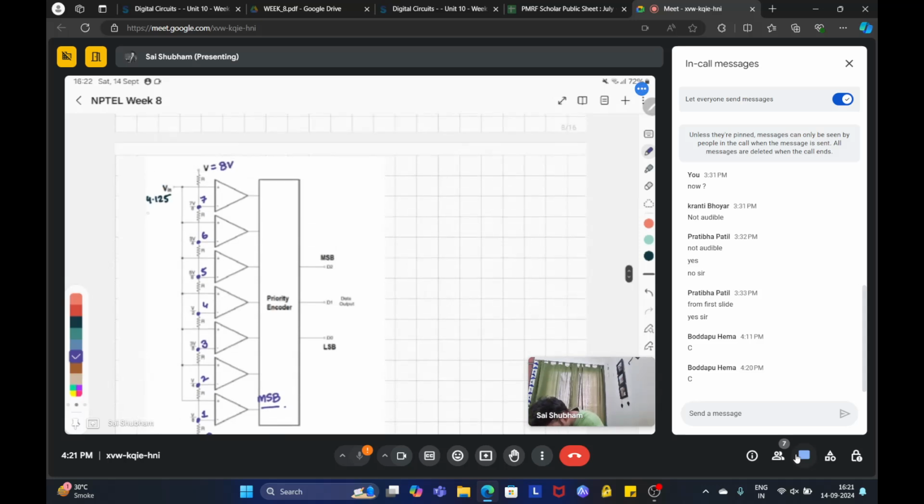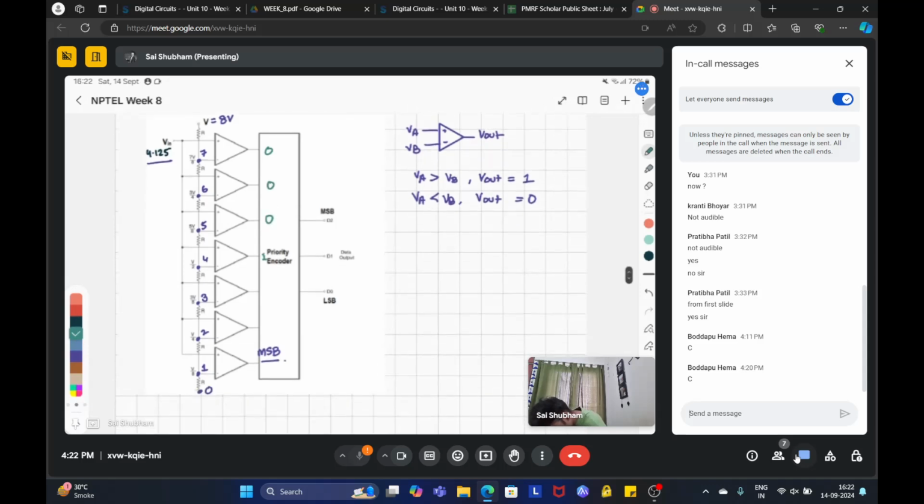And then we have ground. So 4.125, VA, VB, V out. So if VA is greater than VB, V out equal to 1. If VA less than VB, V out equal to 0. So that way we have this is 0, this is 0, this is 0, this is 1, this is 1, this is 1, and this is 1. Okay. So this we have fed to your priority encoder, right?